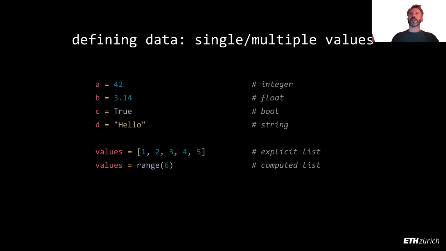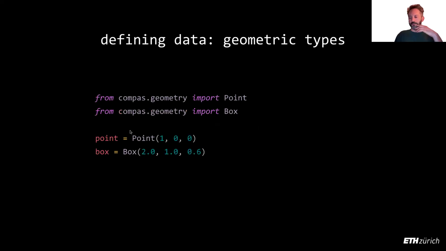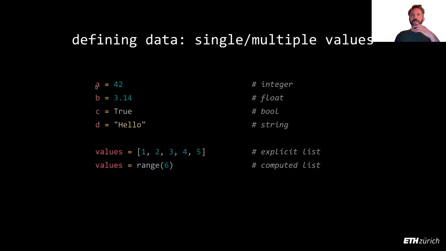For data, we have 2 fundamental categories of data that we can define. Either it can be single values, individual elements, like 42, for example, is an integer, or 3.14 is a float, a floating point, a decimal number. Another built-in type is a Boolean, which is typed as bool, and it can be either true or false. In both cases, the first letter is capital.